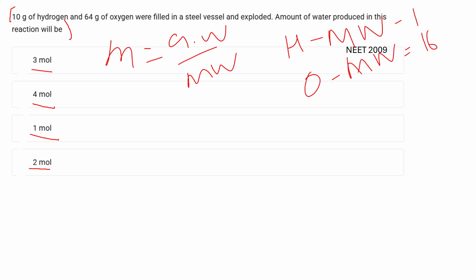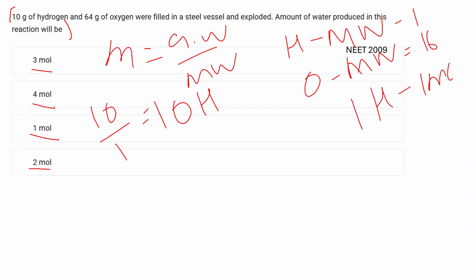For 10 gram of hydrogen, the molecular weight of hydrogen is 1, not 10. So there are 10 moles of hydrogen, since 1 gram of hydrogen is 1 mole. So what about oxygen? 64 gram is the given weight, and the molecular weight is 16. Dividing gives 4. So there are 4 moles of oxygen.